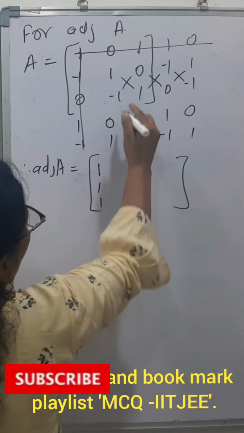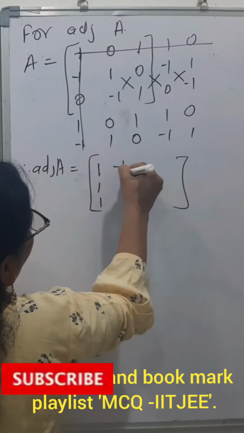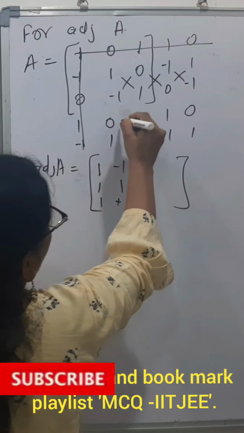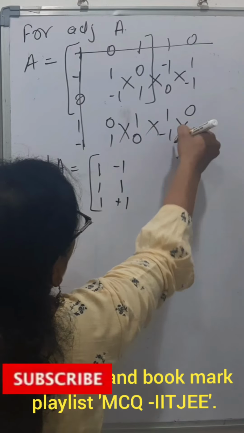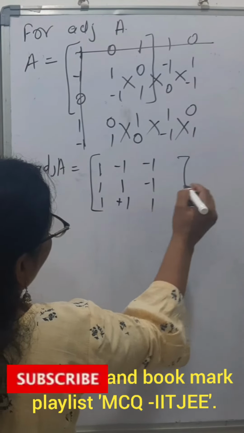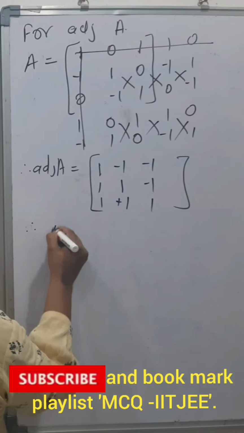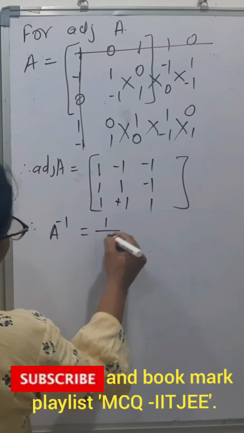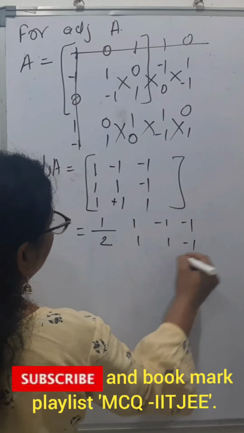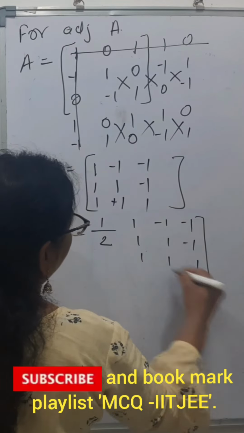Now for the second column, minus 1, 1 and plus 1. Now the last column in this way, minus 1 and 1. Therefore A inverse is 1 upon 2 into 1 minus 1 minus 1, 1 1 minus 1, 1 1 1.